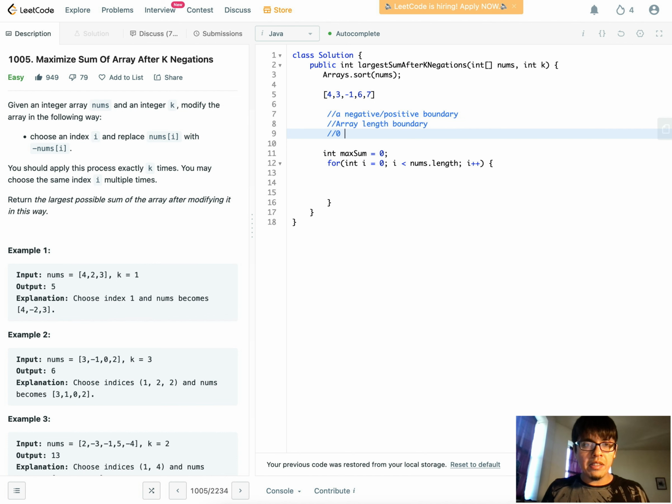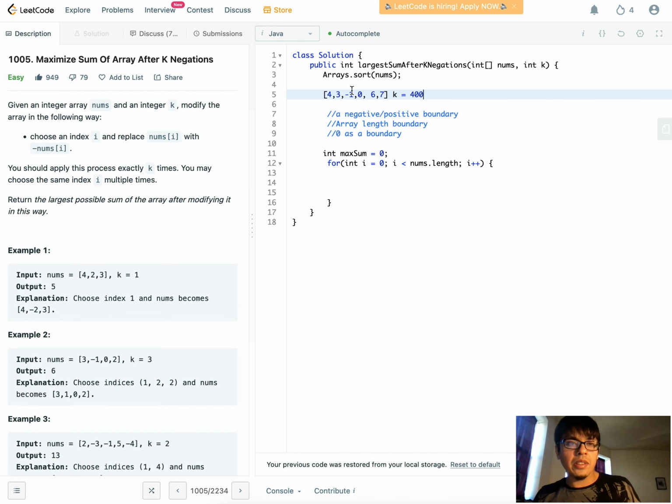We have 0 as a boundary, because remember, if we had a 0 in here and say this was negative, let's say k equals 400, okay, we can start iterating. We could turn this positive, and then we can have the 0 just repeatedly negate until there's nothing left, and then sum plus sum, and that's how we'd get the maximum array.